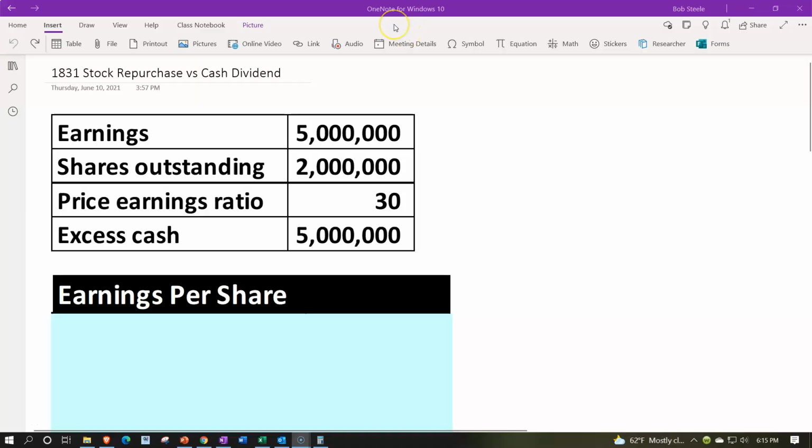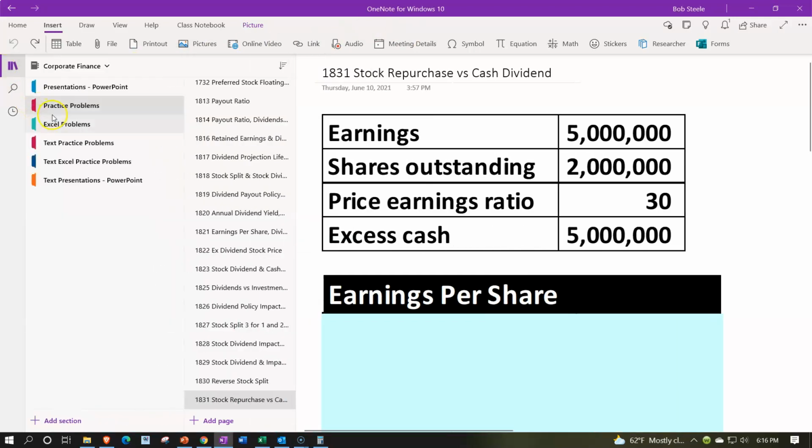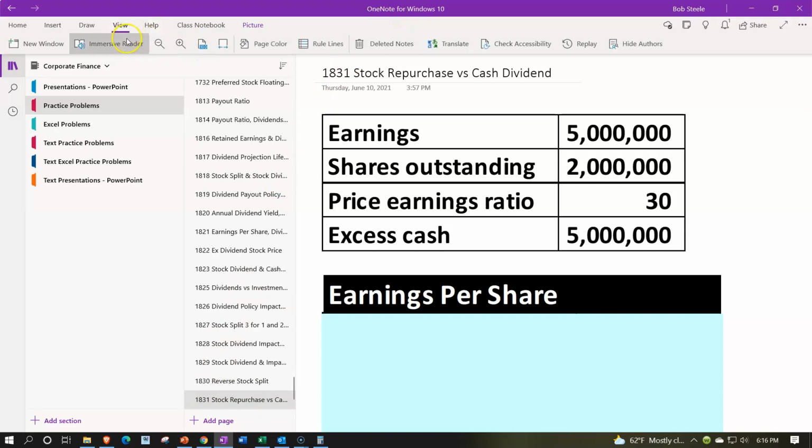Here we are in OneNote. If you have access to OneNote and would like to follow along, you're not required to, but if you would like to, we're in the icon on the left-hand side in the Practice Problems tab, down in the 1831 Stock Repurchase versus Cash Dividend tab. Also note, when using OneNote, look at the immersive reader.